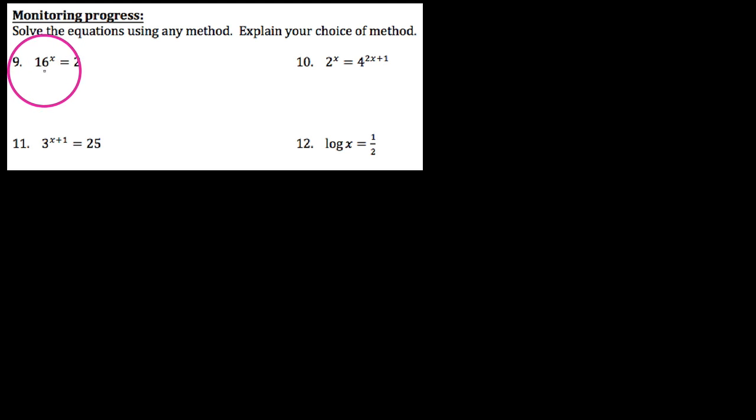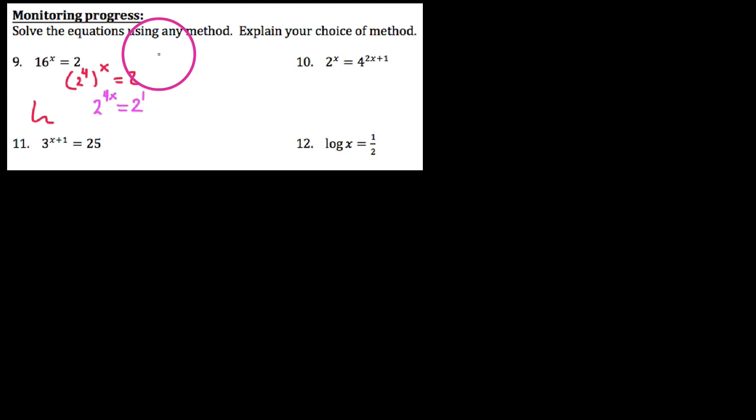Because I recognize that 16 is a power of 2, one way that we might go about solving this equation is to rewrite it so that instead of 16 to the x, it says 2 to the power of 4 to the x. Rewriting it this way is beneficial because we have 2 to the 4 to the x, which is 2 to the 4 times x. This would have to be equal to 2 to the first.